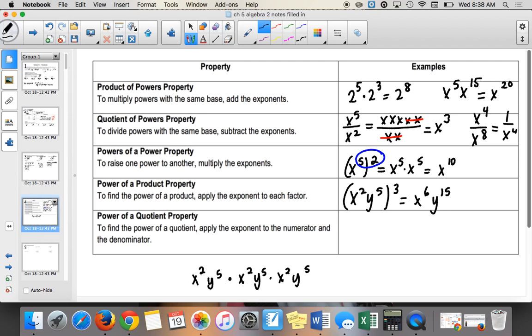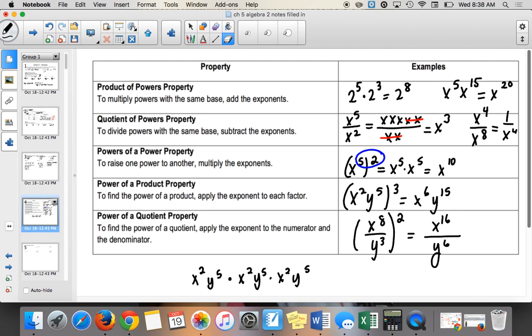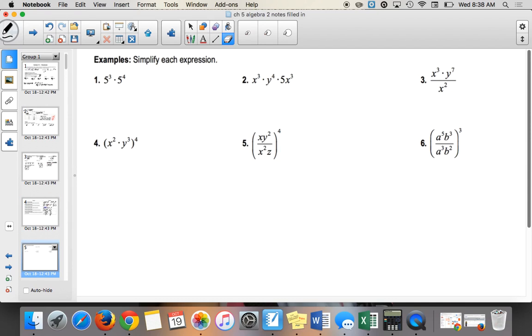All right, and then the power of a quotient, same idea. If I have x to the 8th over y to the 3rd, and I square it, what do you guys think we'd get? x to the 16th, y to the 6th. Okay. Still okay? All right, so let's practice. You have a couple examples, so go ahead and try them along with me. Make sure that you're getting these. So I have 5 to the 3rd times 5 to the 4th.